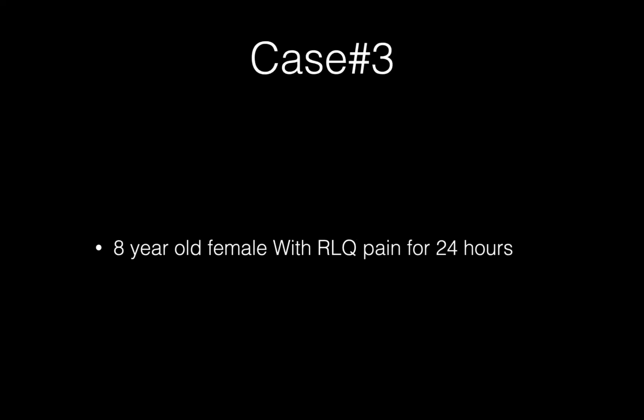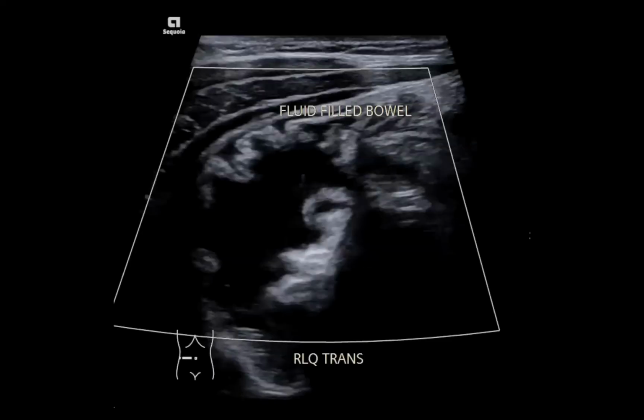So here's another case. This is an 8-year-old female. This time pain is in the right lower quadrant of the abdomen. And so here you have again an ultrasound, and this is a loop of bowel, and it's filled with fluid here. And that's all we have off of this.